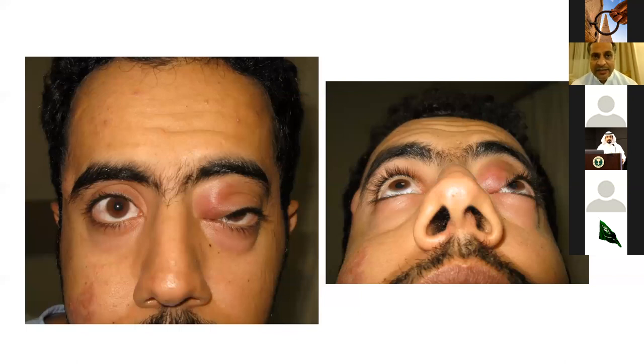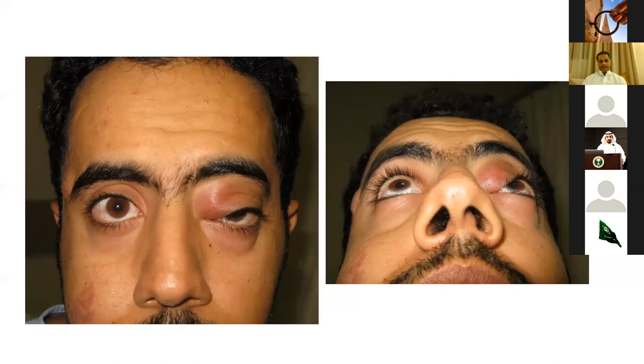This is a 38-year-old gentleman. He came to you because of swelling in the left eye that started almost eight months ago and is slowly increasing. Okay, so it's painless. Okay, so we'll start with the history. I will ask about presence of diplopia.